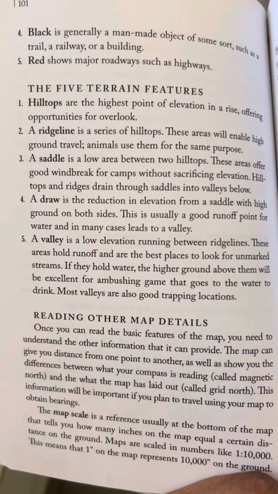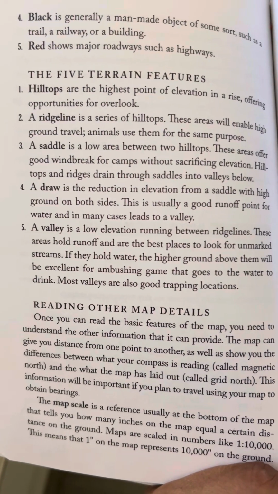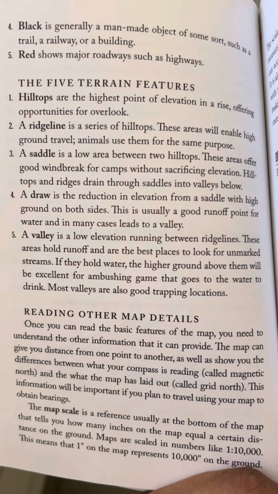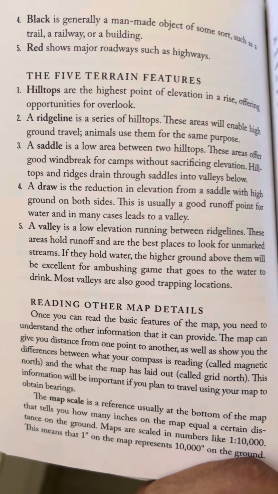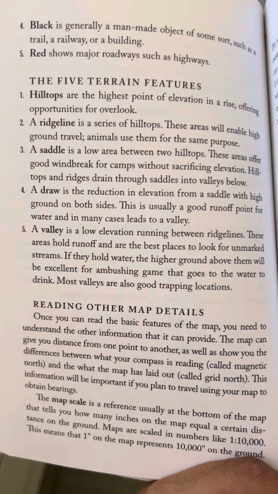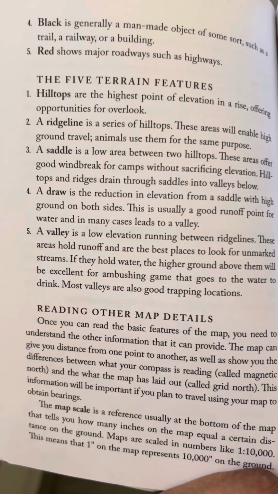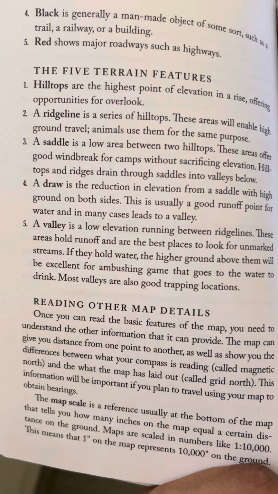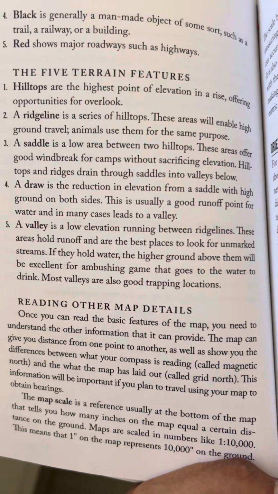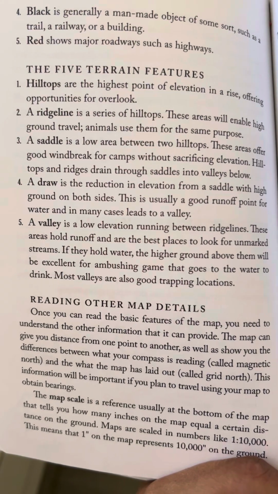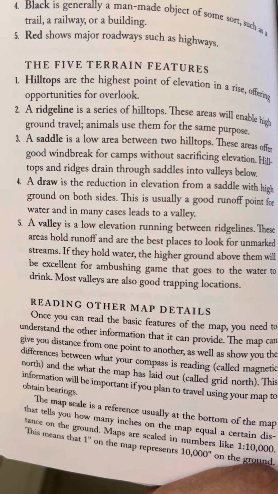The 5 terrain features. Number 1, hilltops. Hilltops are the highest point of elevation in a rise, offering opportunities for outlook. Number 2, a ridgeline is a series of hilltops. These areas will enable high ground travel. Animals use them for the same purpose.